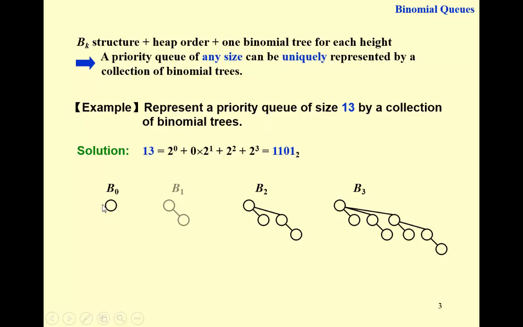So you can see that the form of this forest is closely related to the binary form of an integer. And since each integer has a unique binary form, we have this conclusion that the priority queue of any size, that's any integer, can be uniquely represented by a collection of binomial trees, so by a binary number. So when we fill in those key values, we have to make sure that each tree is, in this case, a min heap.